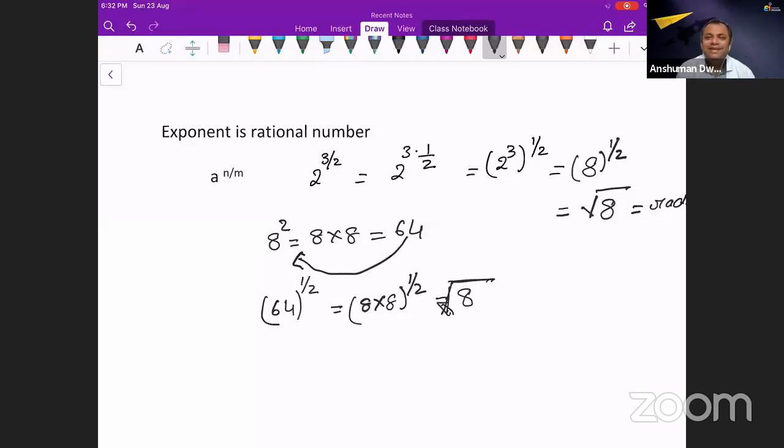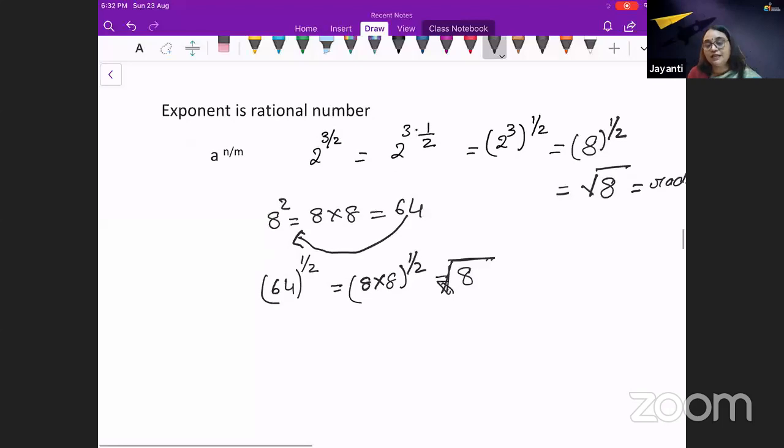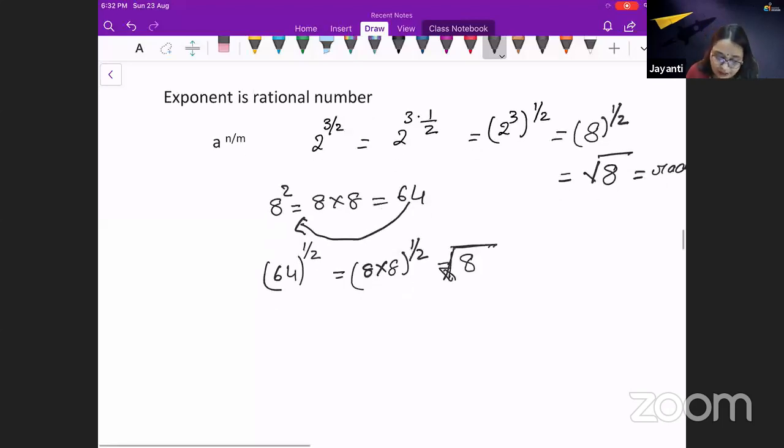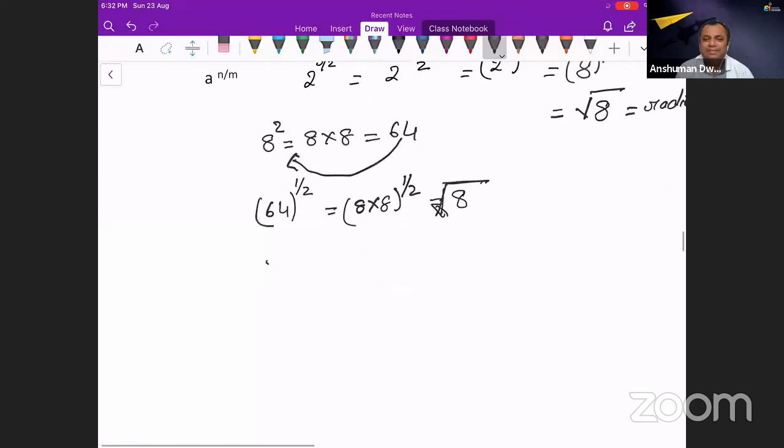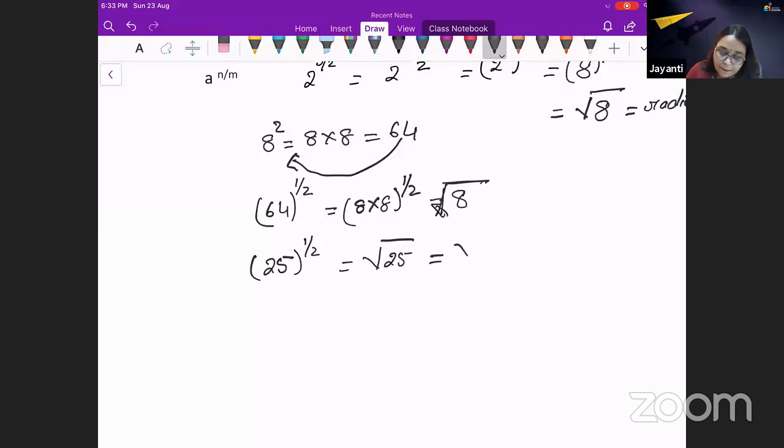I'm slightly unsure if I've understood. It's a little difficult. Yes, it is a reverse operation, right? Let us see. Let us do 25. Give me some examples, maybe I will understand that better. Suppose it is like this. So I can write this as square root of 25. 25 is what? 5 into 5.